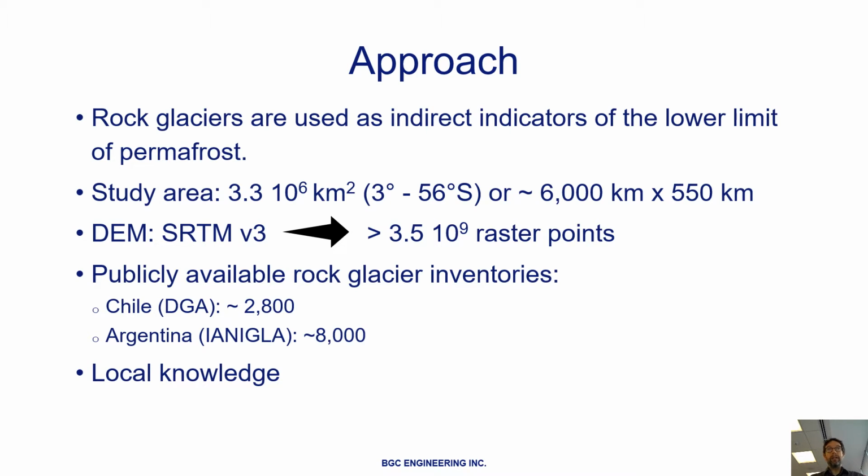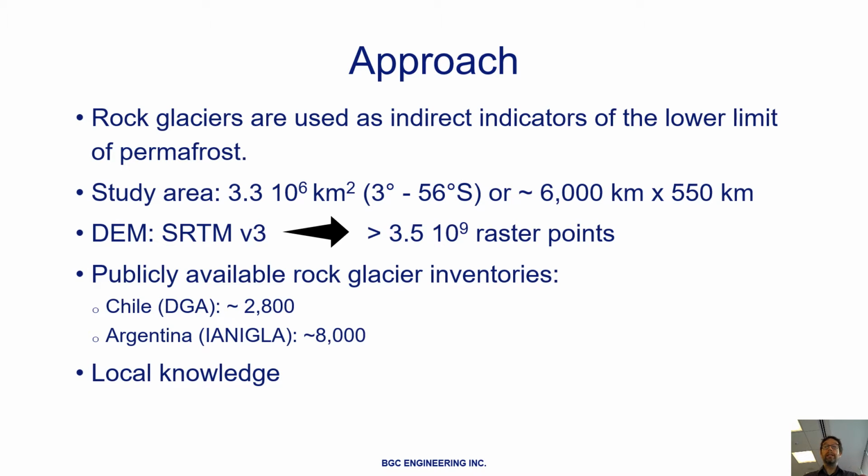Now, because we have confidence in dealing with big data, we could reach out to the whole Andes, which is in essence covering from 3 degrees south down to 56 degrees south. That's about 6,000 kilometers, or we looked at a study area of more than 3 million square kilometers. And what's even more impressive, at least to me, who's not a big data person, is we used the SRTM DEM, and that means that we were dealing with more than 3.5 billion raster points that needed to be calculated during our raster calculations.